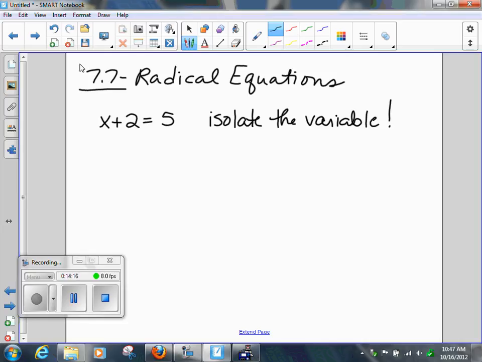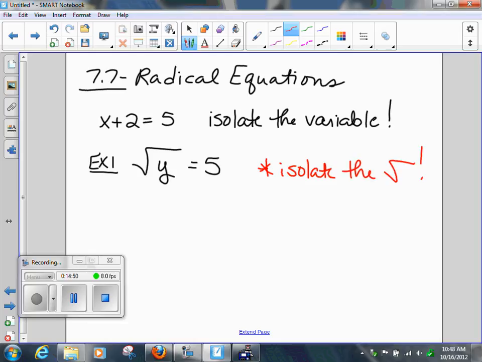Radicals, of course, are the radicals. So if I were to give you something like the square root of y equals 5, what would you have to do if it weren't already where it needs to be? Wouldn't the same rules apply to radicals? Wouldn't we have to make sure to isolate the radicals? I mean, this one's already done for me.